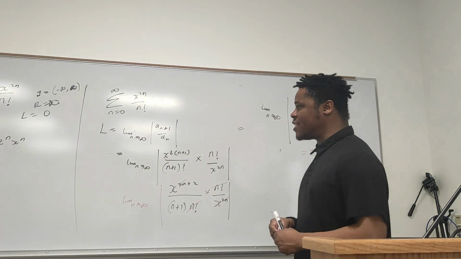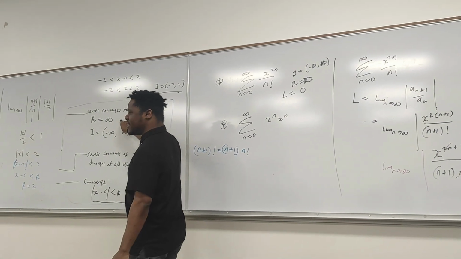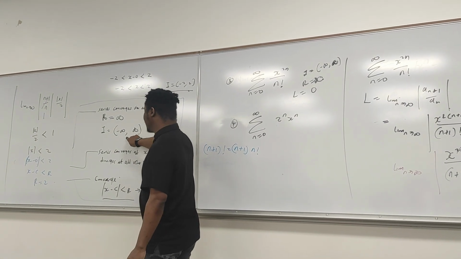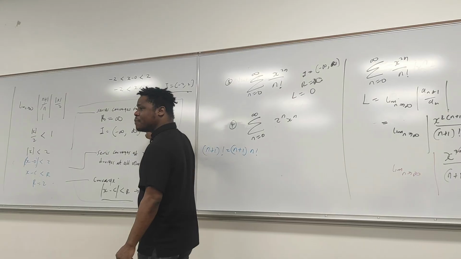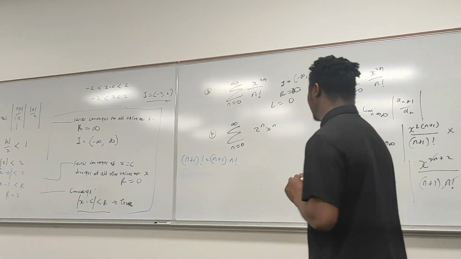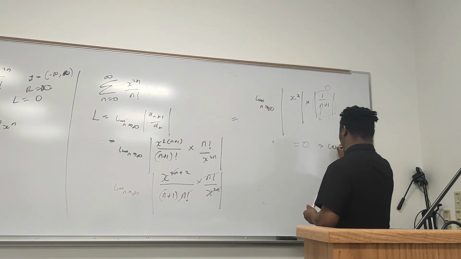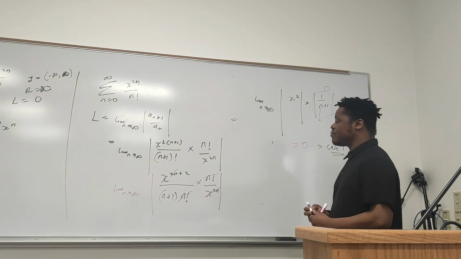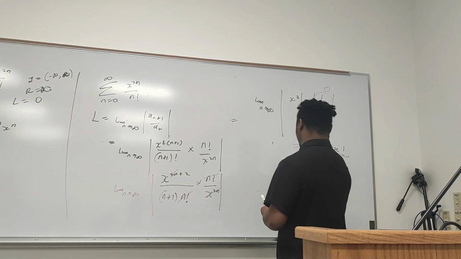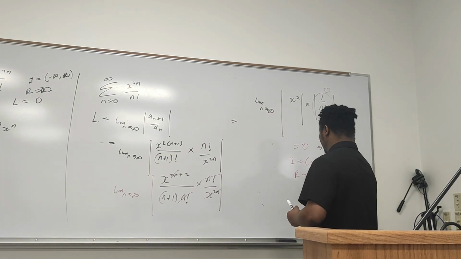In case 1, we say that if our limit is 0, your radius is infinity, and the interval is minus infinity to plus infinity. What this means is no matter the value of x, the series converges. That's what it means, right? So this is case 1. As long as you remember the 3 cases, you should be fine. So since it's case 1, I is minus infinity to infinity, and R is infinity.